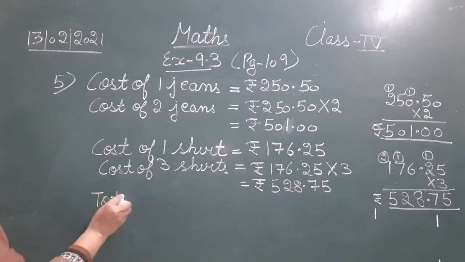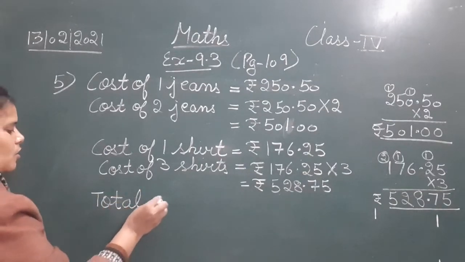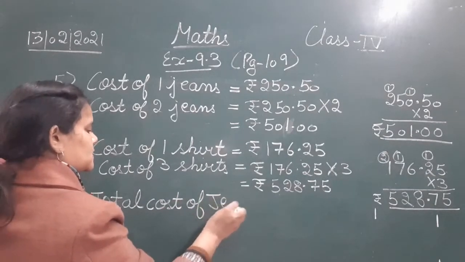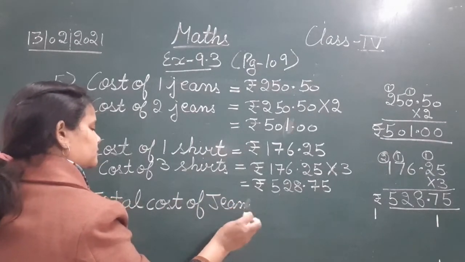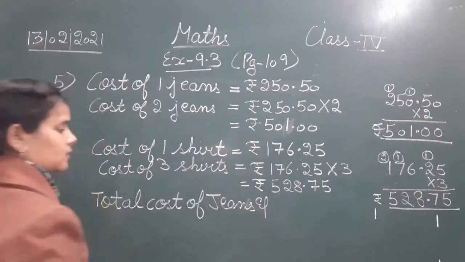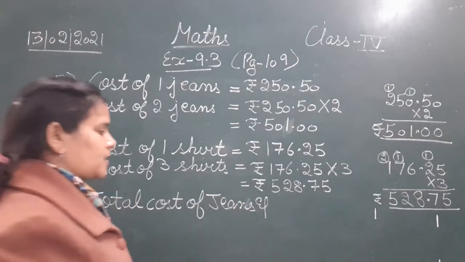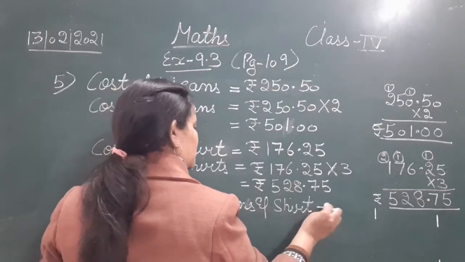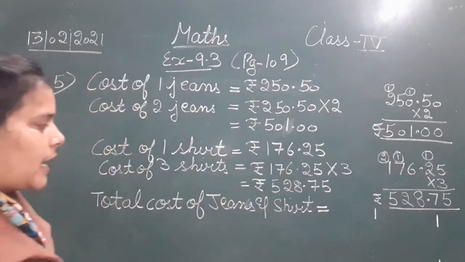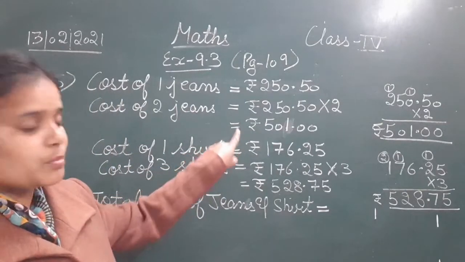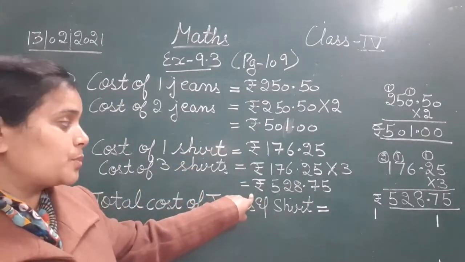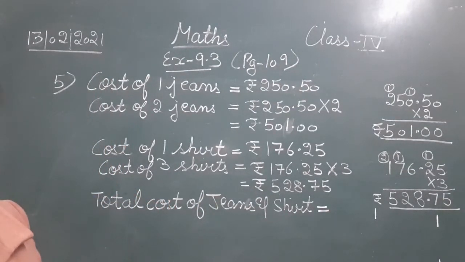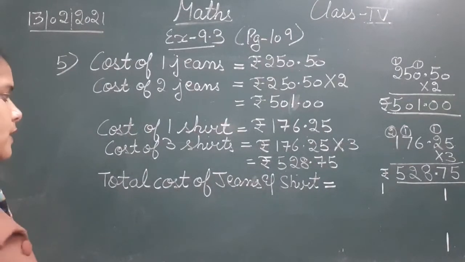Total cost of jeans and shirts. We can calculate that by adding these two amounts, that is 501 rupees and the second is 528 rupees and 75 paise. So let's add them.